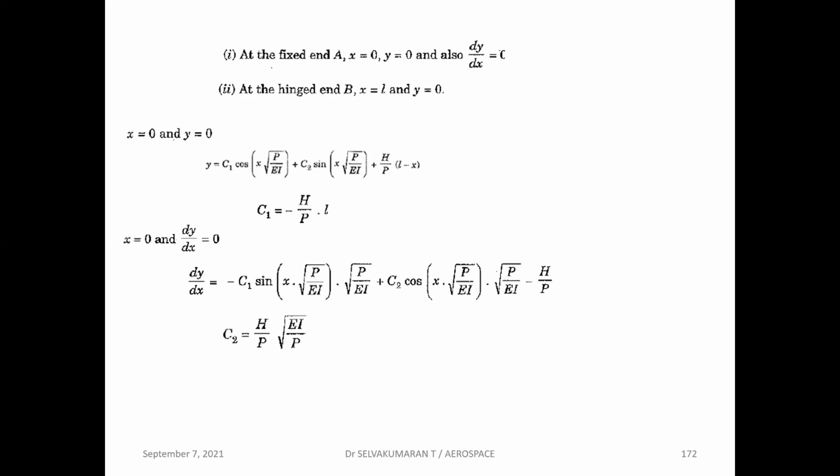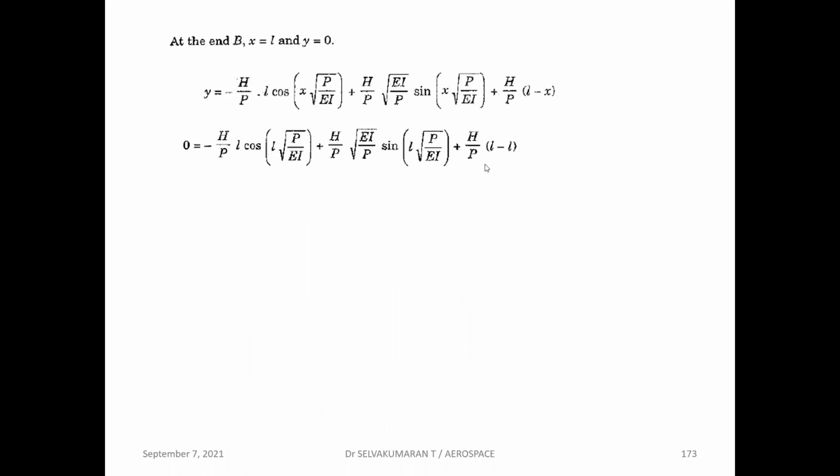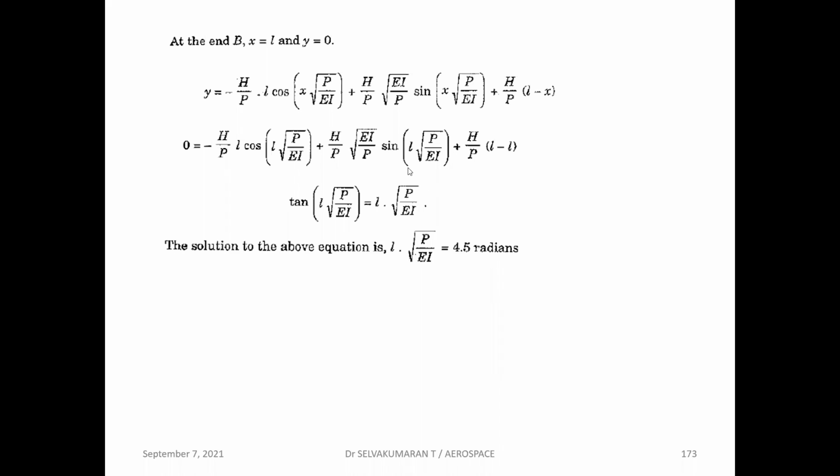Now substitute C1 and C2 in the deflection equation. At the hinged end, x is equal to L, y is 0. Substitute here, you get this term. So you have got sine term and cos term, and H by P everywhere. It will cancel out. Sine of L root of P by EI and cos of L root of P by EI. Sine by cos will become tan. So tan of L root of P by EI is equal to L into root of P by EI.